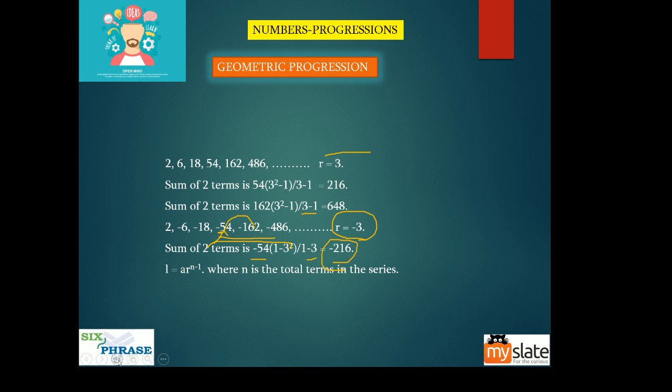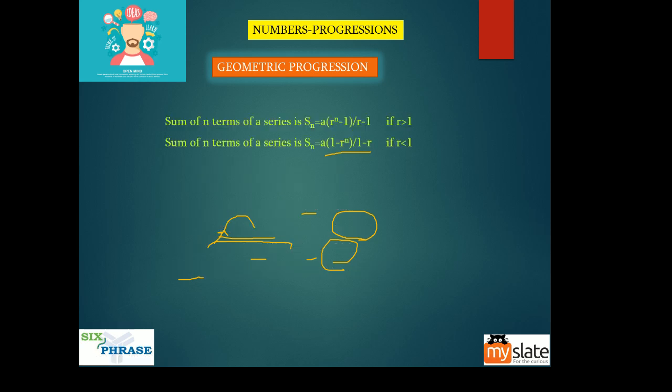Do you remember how we had a formula to find the last term of the arithmetic progression? It was similar to the nth term. Here also the last term you can find using a r power n minus 1. So we'll just go back. I want you to go back.